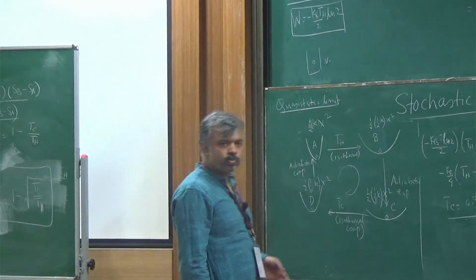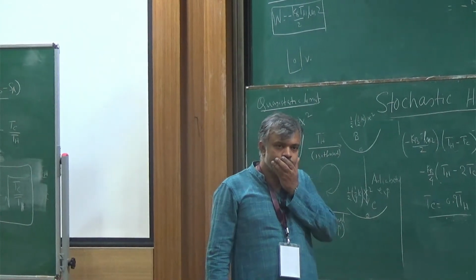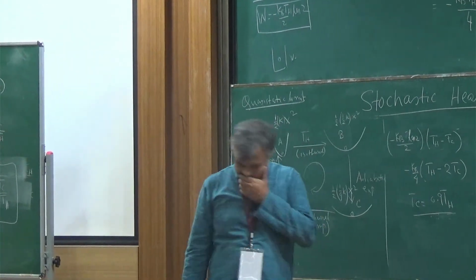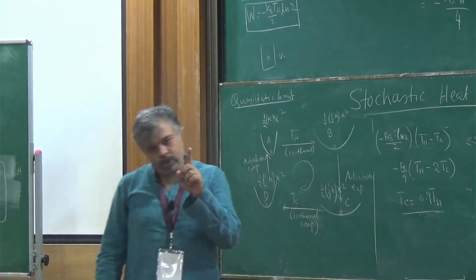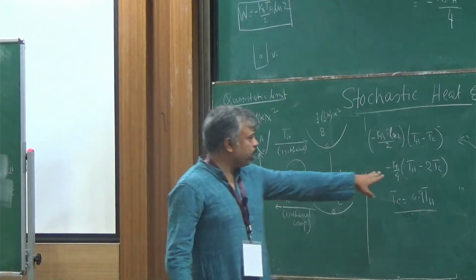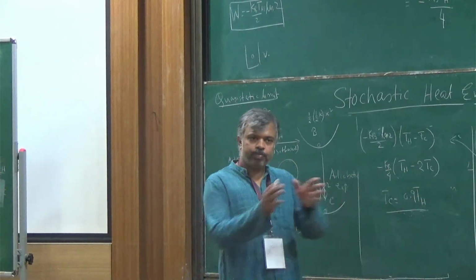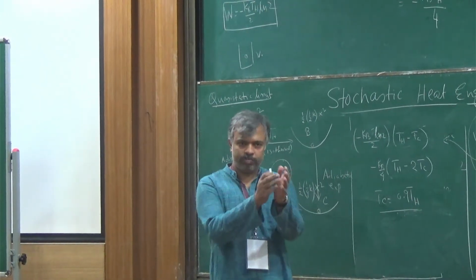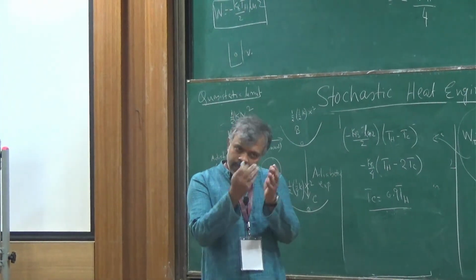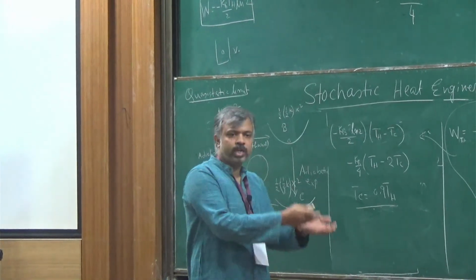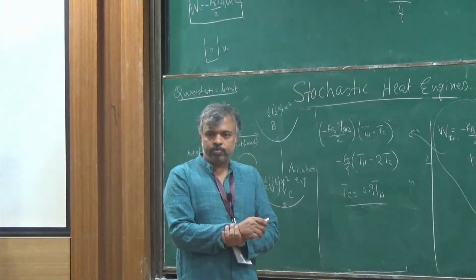So for some cases it will be positive and for some cases it will be negative. That you can calculate. From here it is very clear. You can calculate the bound on the ratio of TH and TC for which you will get positive work or negative work. Has this been seen in real experiments?